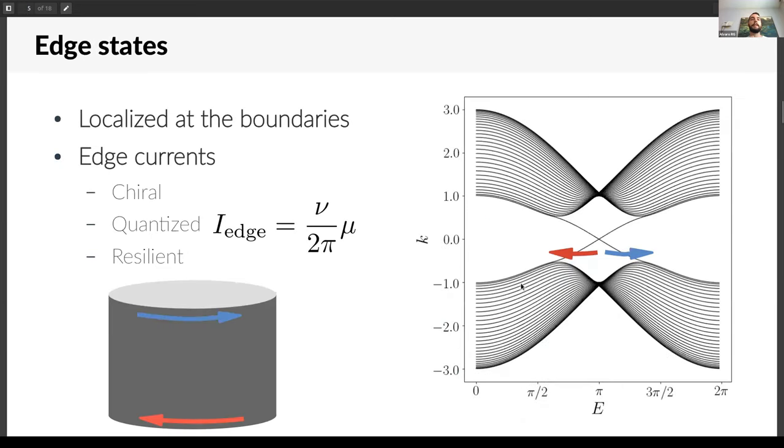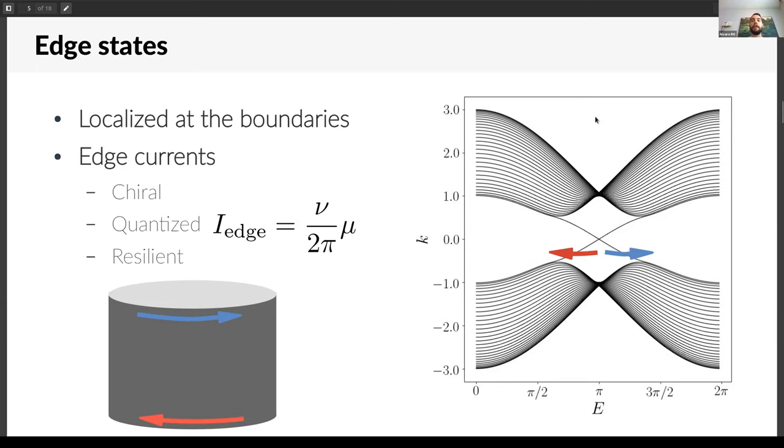What are these edge states? Let's suppose that we have our system embedded in a cylinder. So we have now two boundaries, this one here and this one here below. We know that we will have edge states that are localized at the boundaries of the cylinder. These edge states will give rise to edge currents. These edge currents are chiral, meaning that one current goes in one direction and the other one goes in the opposite direction, and they are quantized, meaning that the intensity of the current depends on the value of the Chern number. Because it is a topological quantity, we know that the edge currents are also resilient against temperature and local disorder.